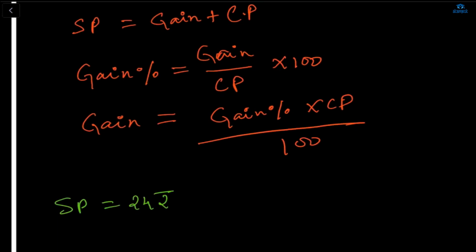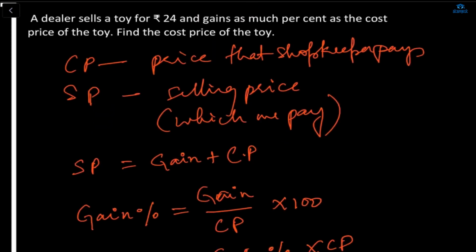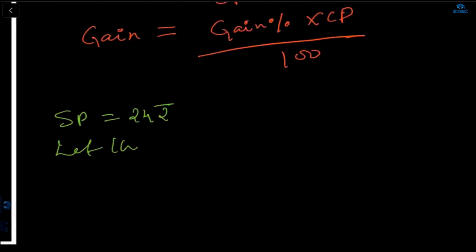ठीक है, ओके, तो SP will be 24 rupees. It is given here. Now what is said, Ma'am, that there are two different formulas for gain and gain percent. No, here आपको सिर्फ gain percent की बात किया and gain as much percent as cost price of the toy. So यहाँ पे cost price given नहीं है, let the cost price, लेकिन gain percent cost price के reference से बताया जा रहा है, तो let the cost price is equal to x rupees. Okay, ठीक है ना?